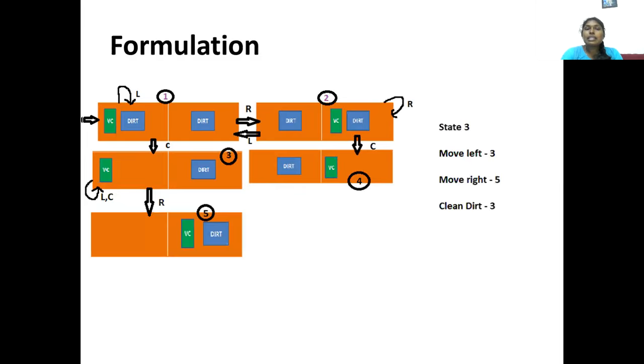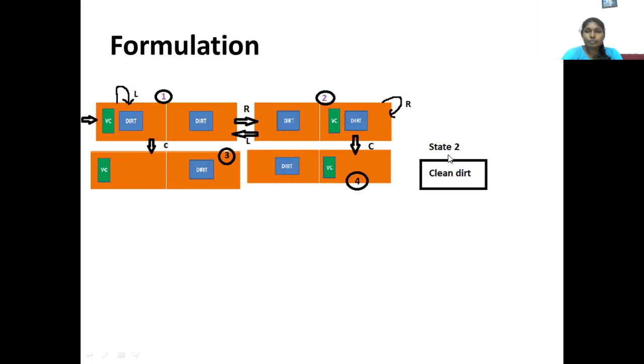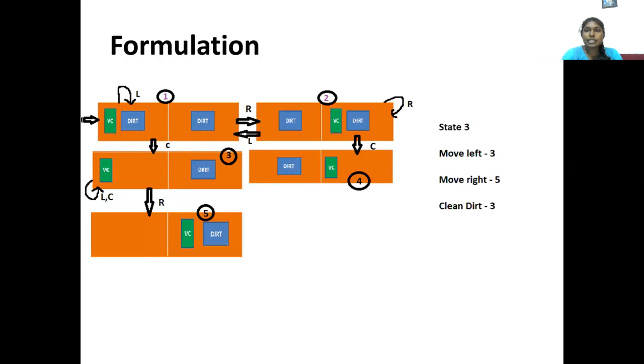Now, similarly, we consider state 3. In state 3, it can either move left, right, or clean dirt. So when it wants to move left, the vacuum cleaner is already in the left side room, so it will remain in the same position. And if it wants to move right, then the dirt in this left side room is cleaned perfectly and the vacuum cleaner will be moved to the right side room. So the state diagram will look like this.